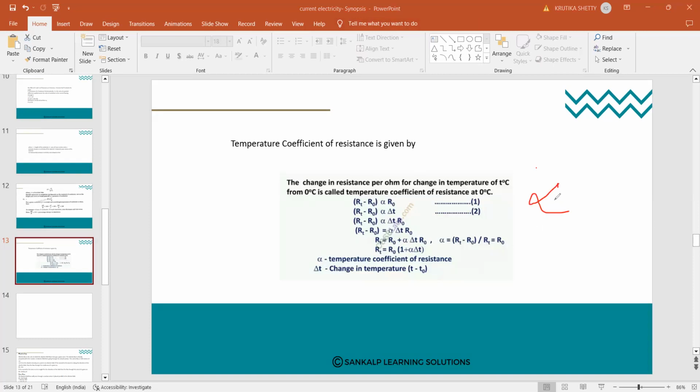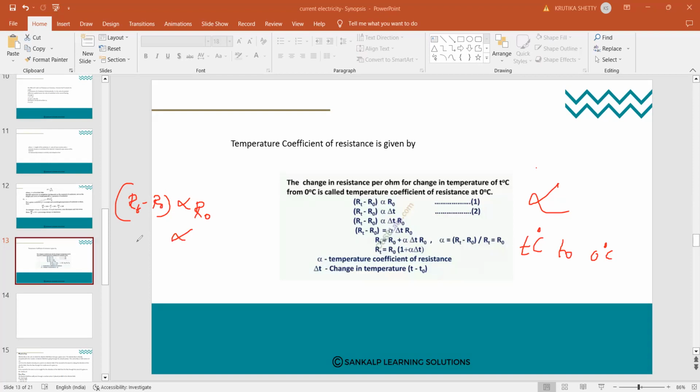So this alpha is nothing but what? That is change in the resistance per ohm for the change in the temperature from T degree Celsius to 0 degree Celsius. Okay, so this is called as what? Temperature coefficient at 0 degree Celsius. So definition is important, right. So look at the formula, that is RT minus R naught is proportional to R naught. RT minus R naught is proportional to R naught. This RT minus R naught also proportional to delta T.